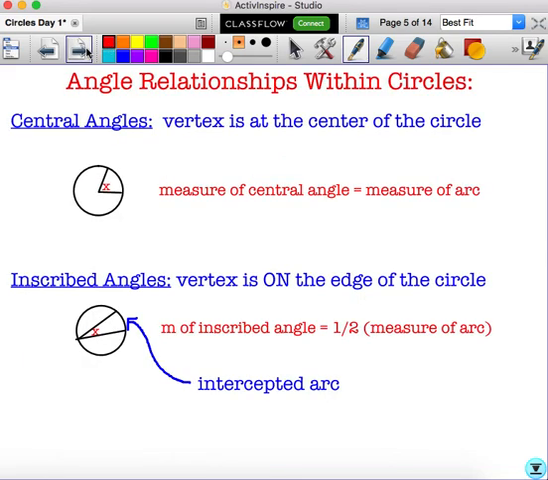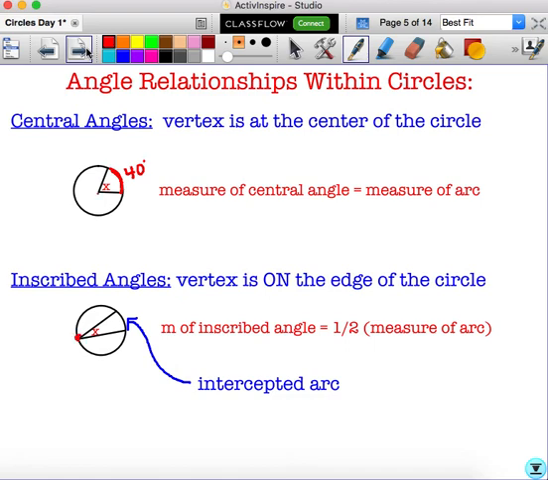So now let's dig a little bit deeper into the actual angle relationships now that we know the key vocabulary. So again, a central angle has its vertex at the center of the circle. The measure of the central angle will always equal the measure of the arc. So if that x there is 40 degrees, then the arc measure here, this curvature, is also 40 out of the full 360 degrees.